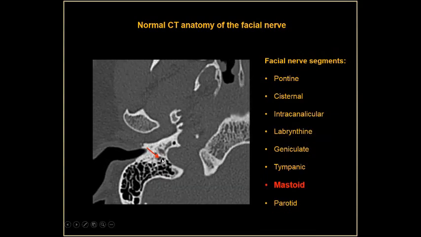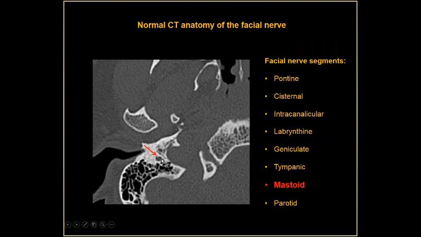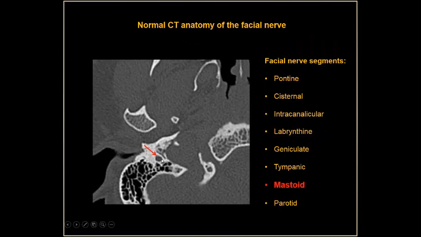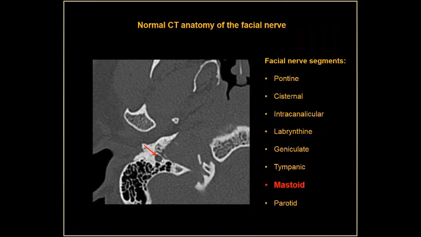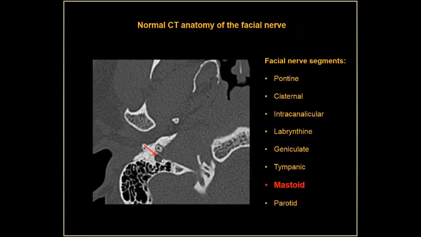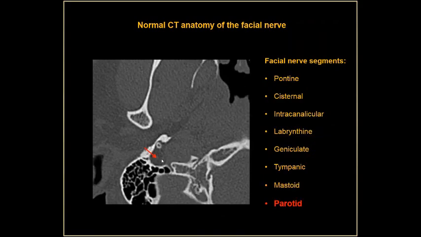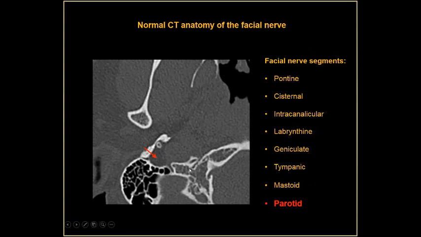In the mastoid segment, there are 2 branches that come out, and those are the stapedial branch, which goes to the stapedius, and then finally the chorda tympani as well. And then finally, we have the parotid segment here.